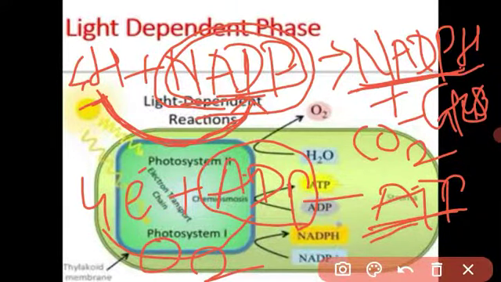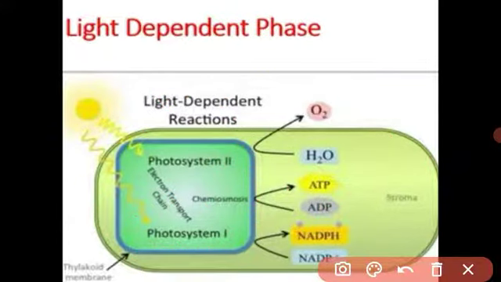And O2 is the third end product of the photolysis, which is liberated outside into the atmosphere. Whatever oxygen is required by the plant for respiration is used, and a large amount of the oxygen is released into the atmosphere. And you know, this oxygen is very useful for all living organisms. Got it, student? आपको समझ में आ गया बेटा लाइट डिपेंडेंट फेज क्या है?